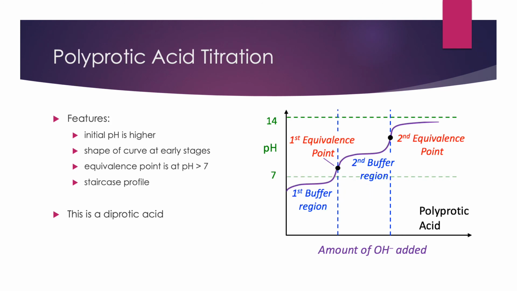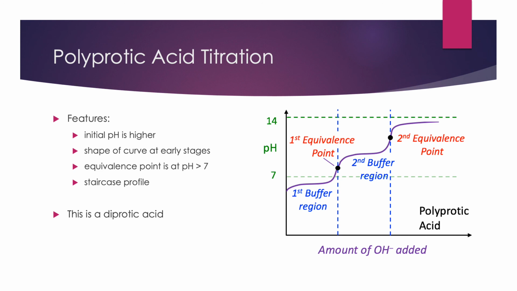So what happens if we go to a polyprotic acid? Now, I'm showing you the curve right from the start because there are a lot of details of this curve that I want to point out. Okay, one, the initial pH is higher still. The first weak acid dissociation in a polyprotic acid typically is weaker than at least the one that I showed in the previous weak acid titration curve.